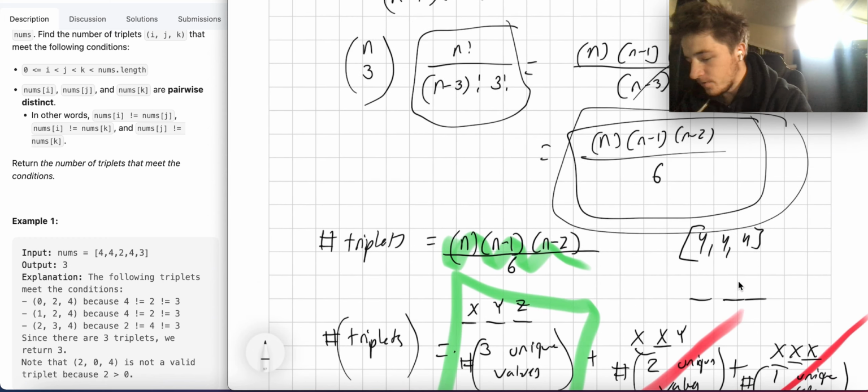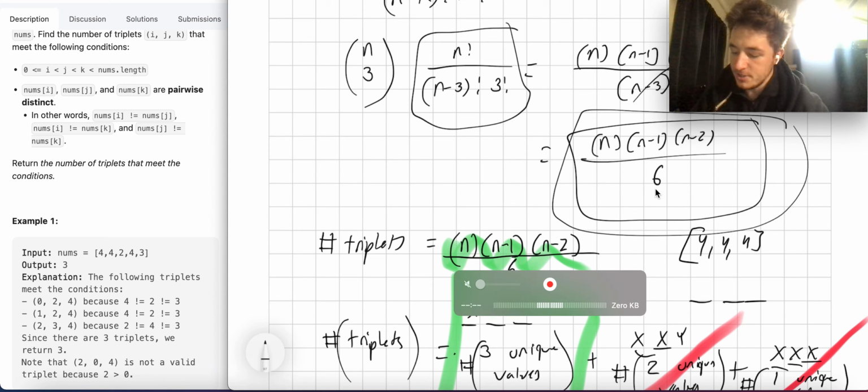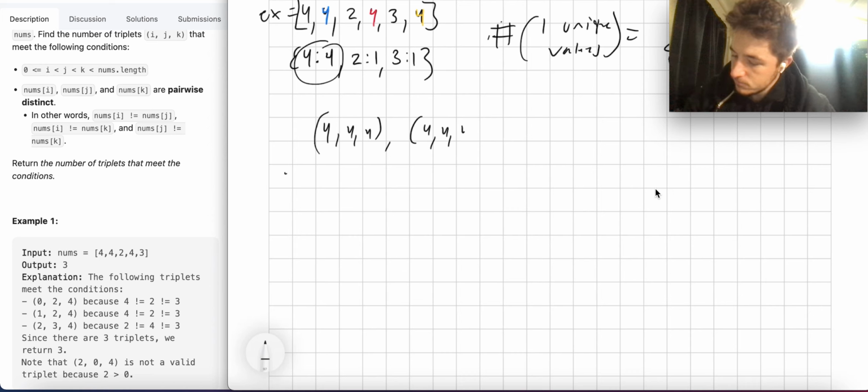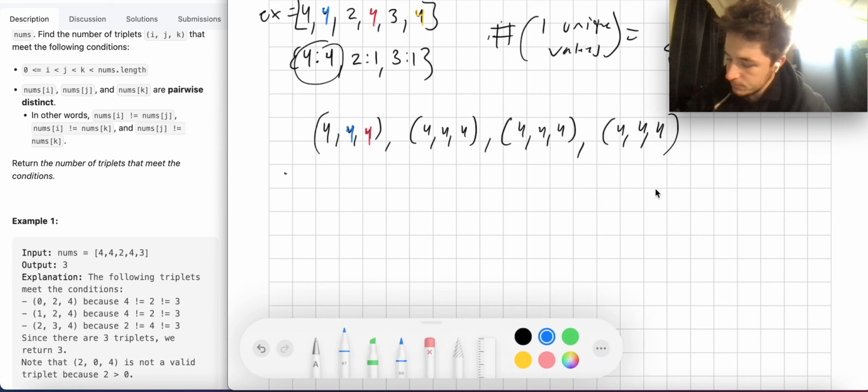don't let me do basic math here. 4 times 3 times 2, so 4 times 3 is 12, times 2 is 24, divided by 6 is 4. So there's 4 ways. Let's write those out here. So there's 4 ways of choosing all 4s. You might be like, okay, why are you just writing 4s over and over again? Remember, these are different 4s that I'm referencing. So there's this blue 4. Maybe this is the first one, and then this is the next one, and then this is the 4th one.